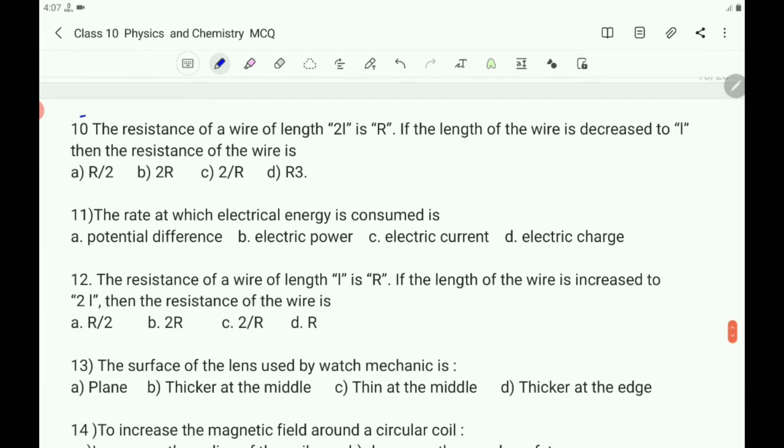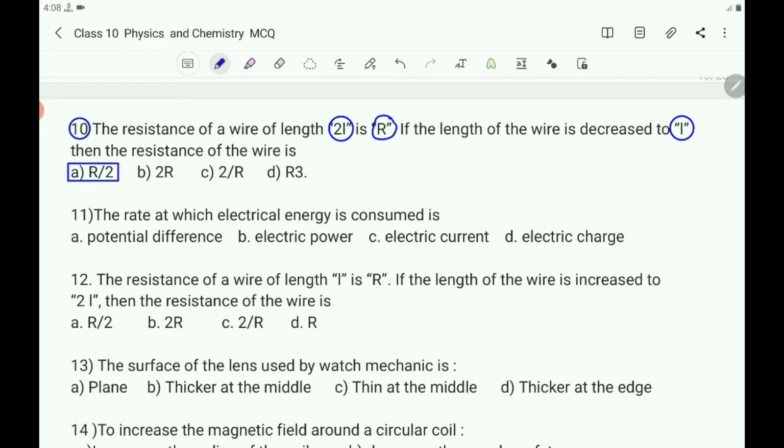Next you take the 10th question. The resistance of a wire of length 2L is R. If the length of the wire is decreased to L, that is nothing but it becomes half. Then the resistance of the wire is, again, the 2L is decreased to L, which means it becomes half. Then R becomes R by 2. So here also the answer is R by 2. Option A is the answer.